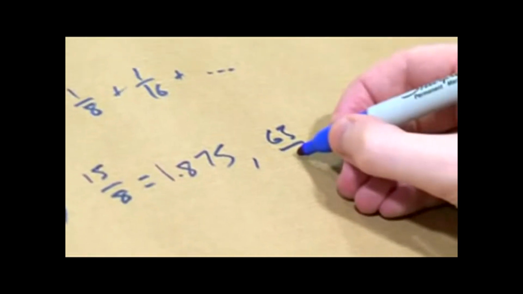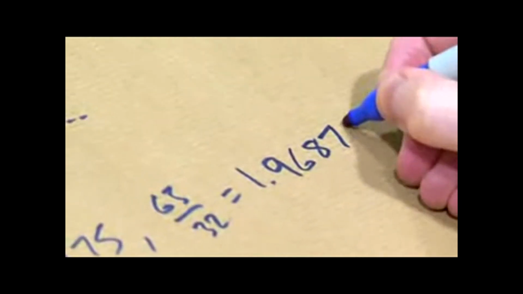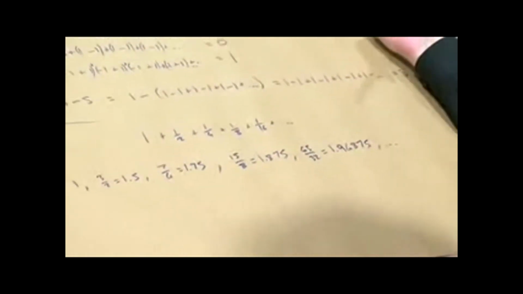Let's add the first 3 numbers together. So 1 plus a half plus a quarter. Let's do that. 7 quarters is 1.75. If I add the first 4 together, 15 over 8, which is 1.875. And if you did the next lot, you get 63 over 32, 1.96875. You might be able to see they're getting closer and closer to the value 2.